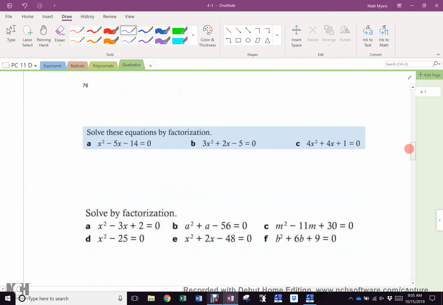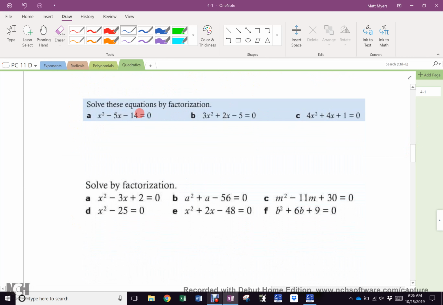So turn your page over, and you will see 3 of these. If they're in blue, I work them with you. So this first one, I look at it, I see that it is a function, I see that it is a trinomial, I see it equals 0, which means I can come up with an answer. I would need to multiply to negative 14 and add to negative 5. What are they? Negative 7 and 2. x plus 2, x minus 7 equals 0, which then leads me to 2 different paths. Either x plus 2 equals 0 or x minus 7 equals 0. So x equals negative 2 or x equals 7.